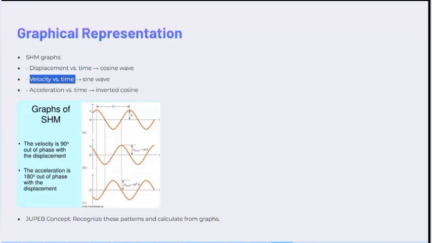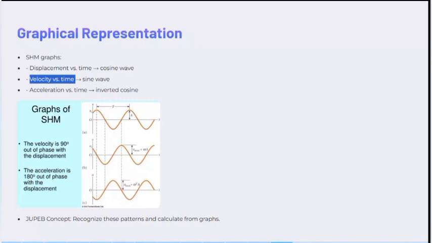You will need to know there are 3 types of graph. We have the displacement time, velocity time, and acceleration time. So displacement time is a cosine graph. Velocity time is a sine graph. Acceleration time is an inverted cosine graph.